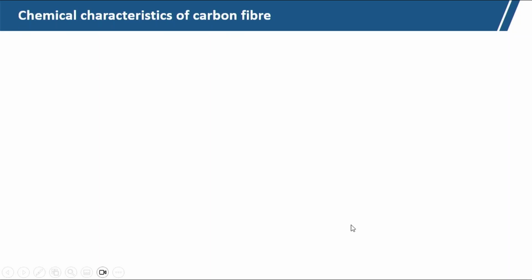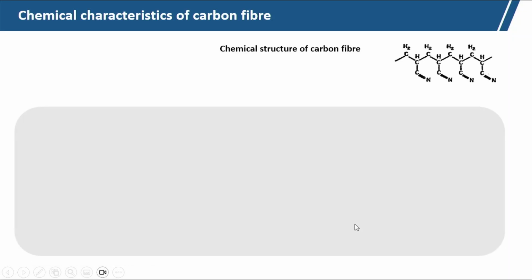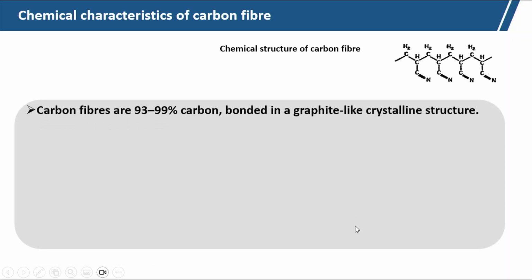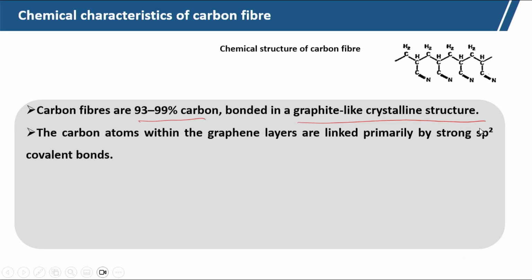Now, if we see the chemical structure, carbon content is 93 to 99%, bonded in a graphite-like crystalline structure. So, almost 99% carbon content. Okay. Now, carbon atoms within the graphene layer are linked primarily by strong sp2 covalent bonds. So, they are linked with covalent bonds.